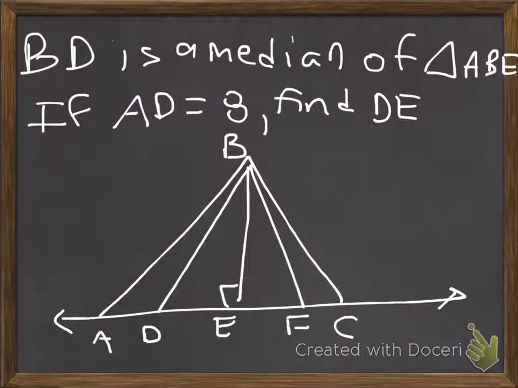Here the BD is a median. That's going to make it a perpendicular to the side of triangle ABE. So right here BD. So if AD is 8, it also cuts it in half, or 2 equal parts, sorry. So we're going to make DE also 8.